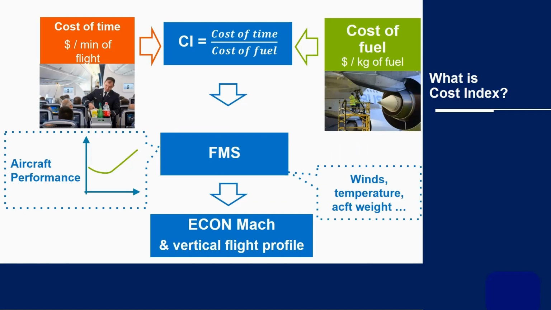You enter the cost index into the FMS. The FMS then combines this with its onboard performance database and produces a managed speed. Sure, if you vary the cost index, speed will change. But remember, that is not the purpose of cost index.